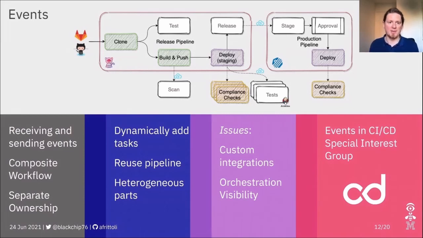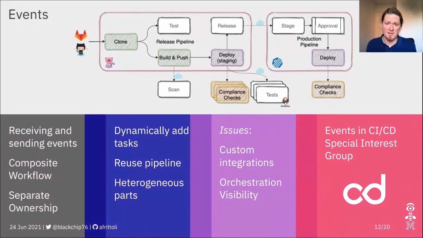So breaking down the pipeline might help with the reusability of pipelines, and it also allows for heterogeneous parts to work together. Still, there are some issues in this kind of setup. One is the overall visibility on the workflow of the pipeline. At the moment it's broken down and different parts are integrated through events. You will need some tooling to be able to see what's going on from the beginning to the end of your overall workflow, which might be going across different platforms.